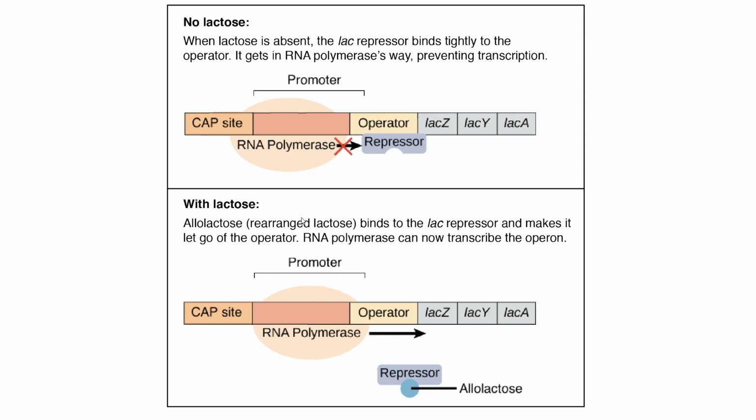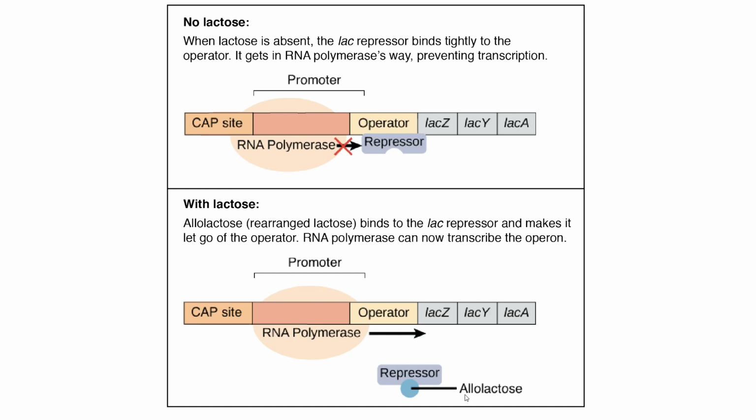However, when lactose is present, the Lac repressor loses its ability to bind DNA. You see, it floats off the operator, clearing the way for RNA polymerase to transcribe the operon. This change in the Lac repressor is caused by the small molecule allolactose. It's an isomer, a rearranged version, of lactose.